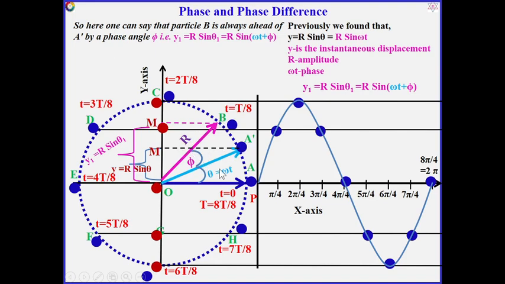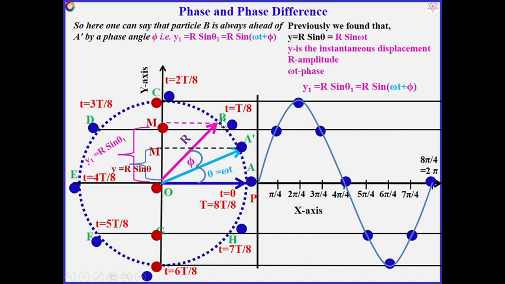So in which way can we represent this mathematically? Suppose we write for A dash, this is the instantaneous displacement. If this is the instantaneous displacement, and this is theta, we can write y equal to r sin theta. So the displacement along the y axis for this A dash particle is y equal to r sin theta, or r sin omega t.